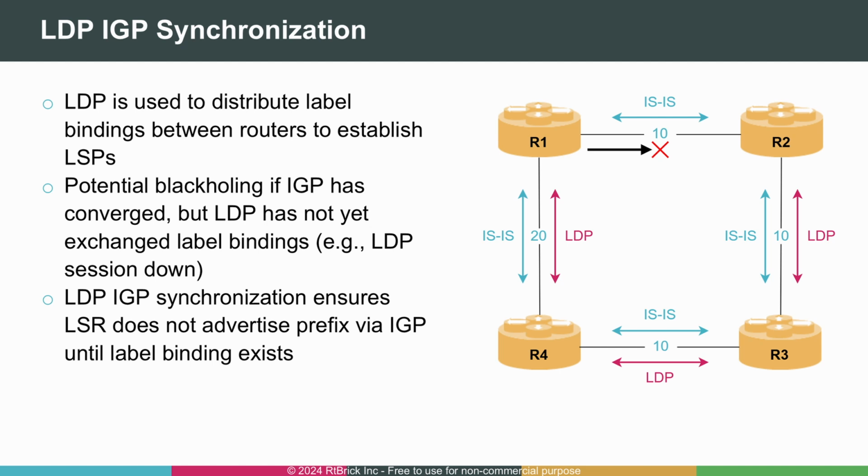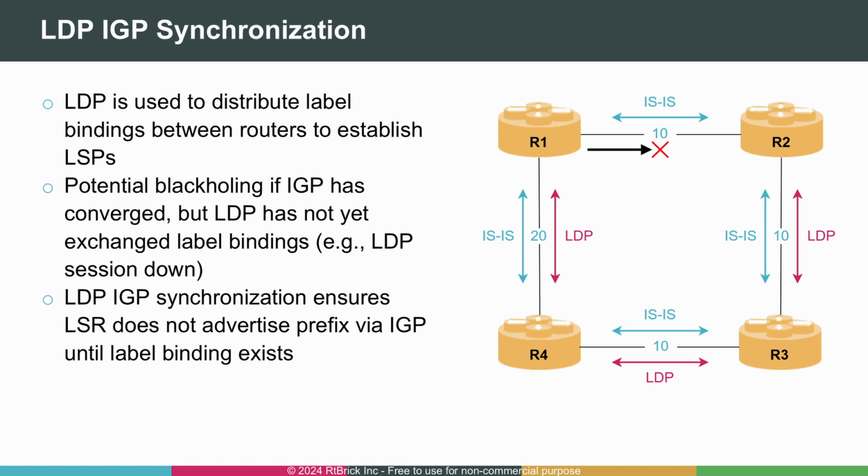LDP-IGP synchronization addresses this problem by ensuring that a router does not advertise a route via the IGP until it has received the corresponding label binding through LDP. This mechanism ensures that MPLS forwarding paths are fully established before the IGP advertises the route, preventing premature IP-based forwarding.